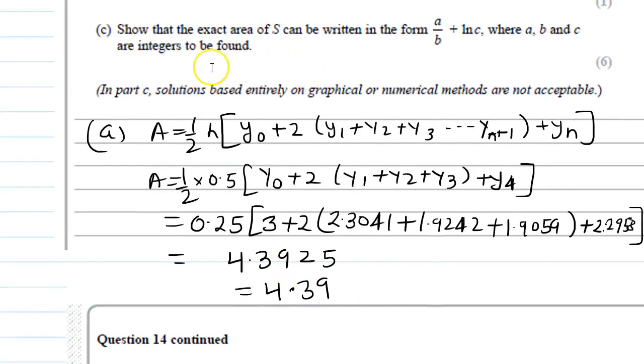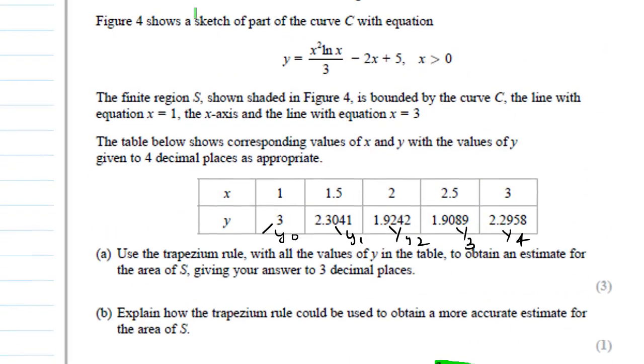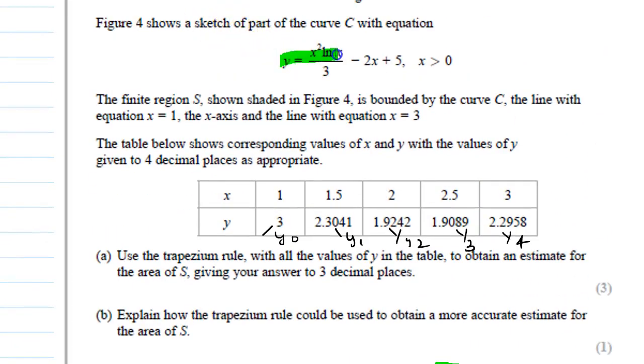C part: the exact area you need to calculate, and you need to show your answer in the form A over B plus ln C, this form. So let's calculate the integration of this equation. Y is equal to x square ln x minus 2x plus 5 divided by 3. So let's integrate it.